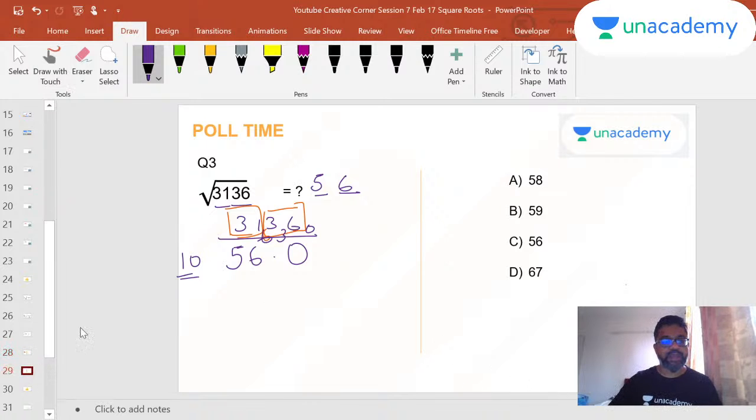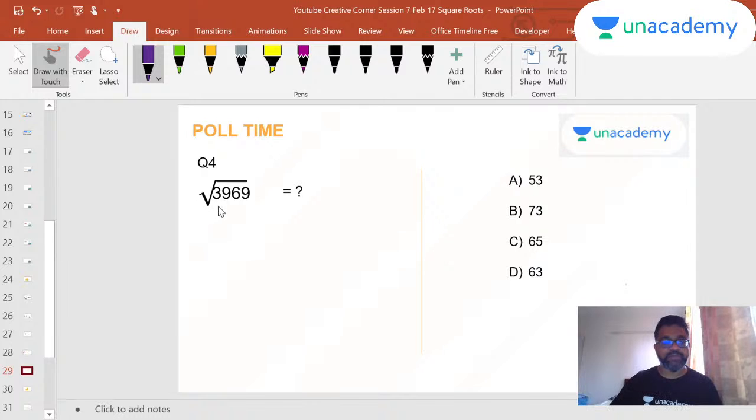So let's look at one more example here. 3969, creating 2 pairs here. Any guesses what it will be? The closest number would be a 6, right? 6 squared is 36. 39 and 36, what is the difference? 3969. These are my pairs of 2. Now I will draw a line here just to separate it out.